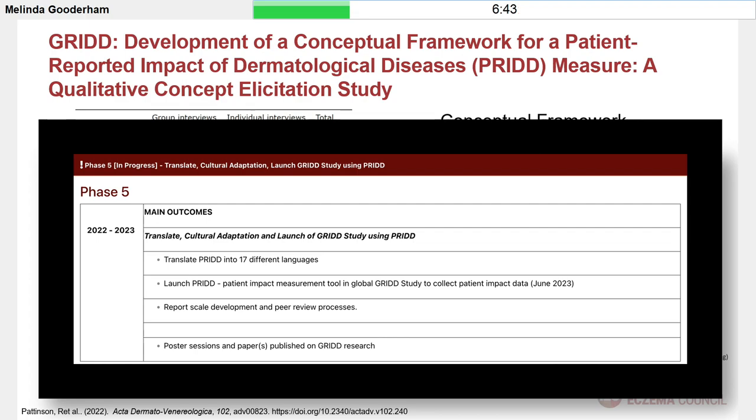They will be launching that, and I'm hoping we're going to learn more about this PRID, this new PRO, hopefully at this meeting. I haven't looked yet, but I think that will really offer another way for us to understand not just our atopic patients, but all of our patients, and understand the burdens for them.